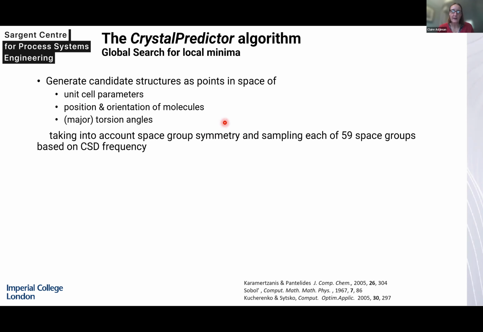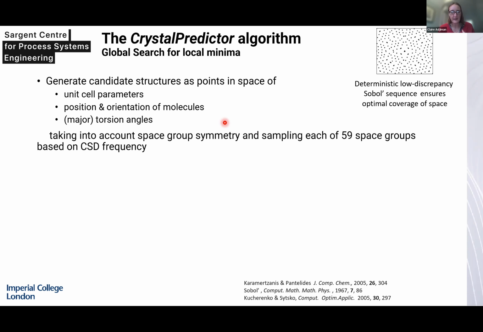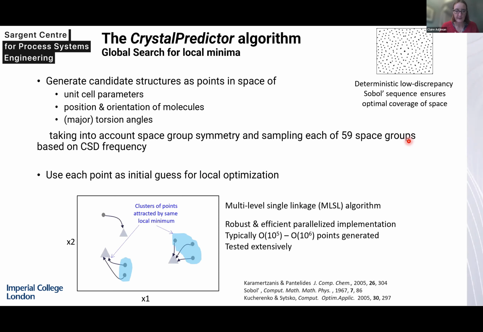So the CrystalPredictor algorithm enables the global search. And so one of the big aspects here is that we generate structures using a Sobol sequence in the space of potential unit cell parameters, positions and rotation of the molecules and the torsion angles, and also in the space of space groups that we might have.